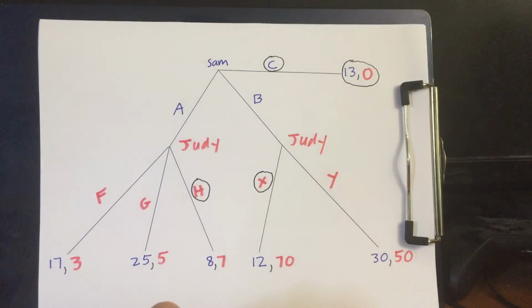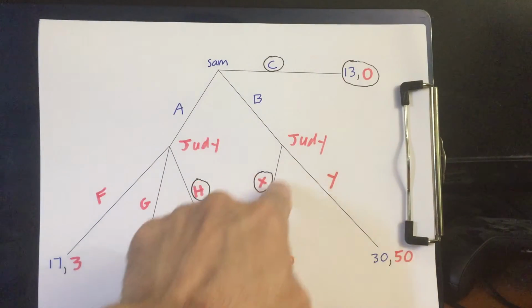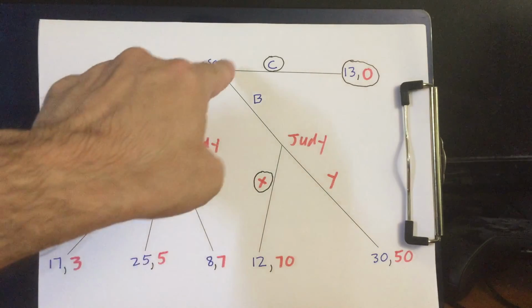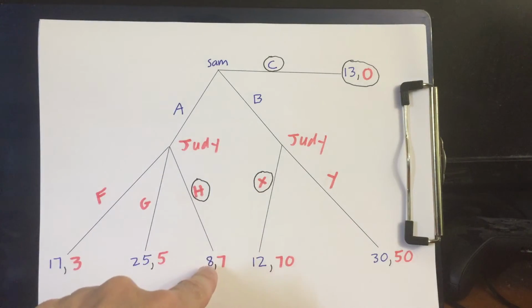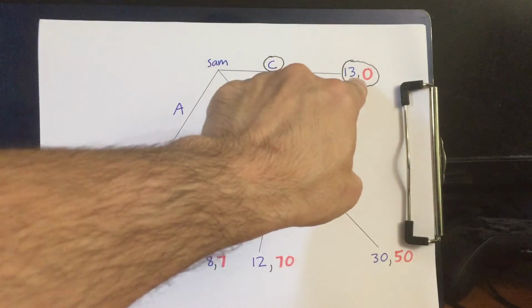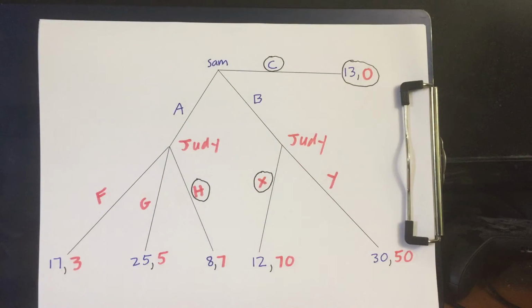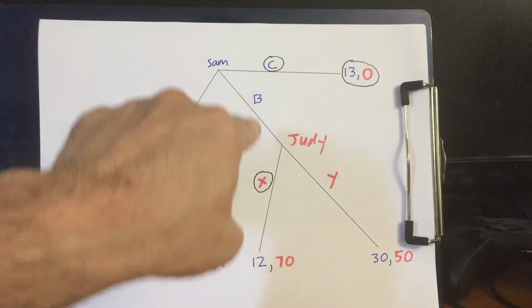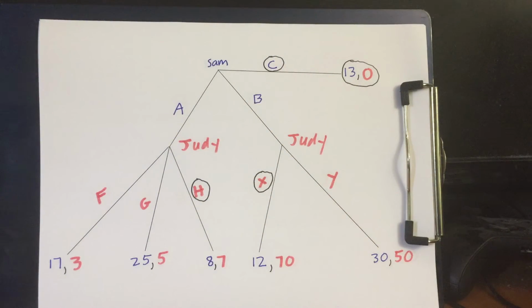If Sam were to pick B, Sam would figure, well, Judy, if I pick B, would get to choose between 70 and 50. Well, duh, 70 is bigger than 50. So B would lead to X, which would lead to 70 for Judy, but only 12 for Sam. So now Sam will say A would lead to H, which would lead to 8 for me. B would lead to X, which would lead to 12 for me. But C leads to 13. 13 being bigger than 12 or 8, Sam will pick C. But again, it's important to circle this H and this X because they're part of the justification for why Sam picks C.